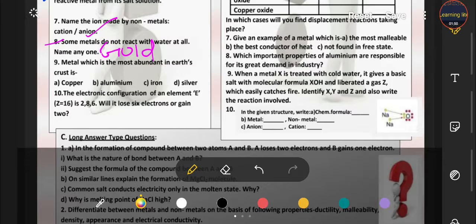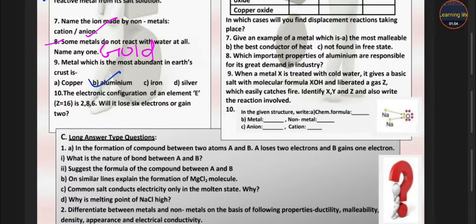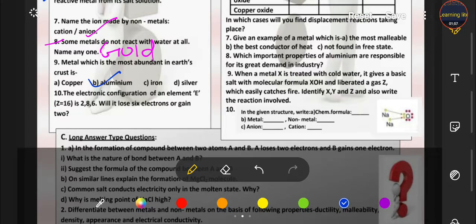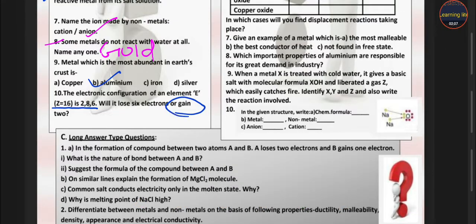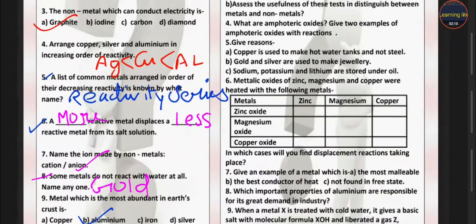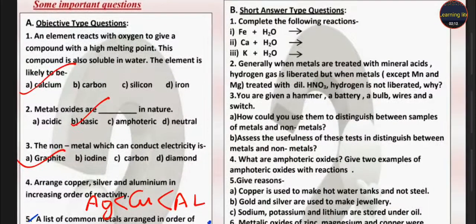Okay. Ninth question student here. Metal which is most abundant, that is aluminium. Electronic configuration of Z16 is 2, 8, 6. Will it lose or gain? So student, 6 in the outermost shell, it means to complete the octet it needs 2 electrons. It means it gains electrons. Okay. Let's move to our short answer questions.